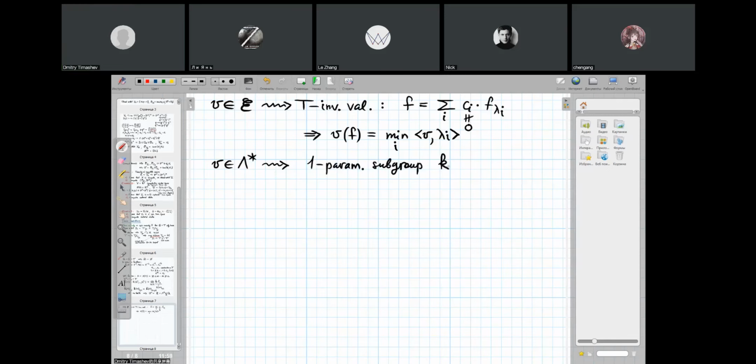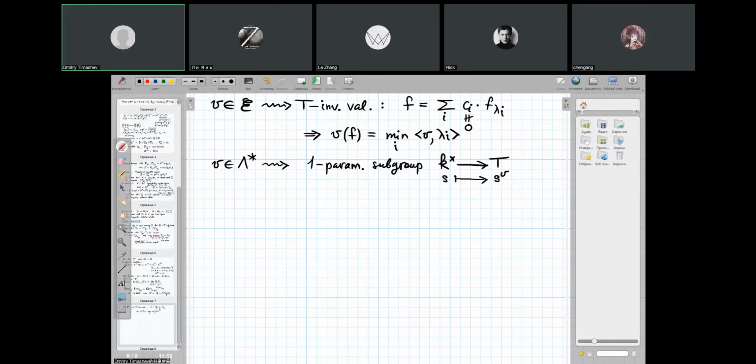A one-parameter subgroup, a multiplicative one-parameter subgroup, is a homomorphism from K cross, the one-dimensional torus, to T. The notation for this homomorphism is: a multiplicative parameter S maps to an element which I denote S to the power V. So I already used this notation.